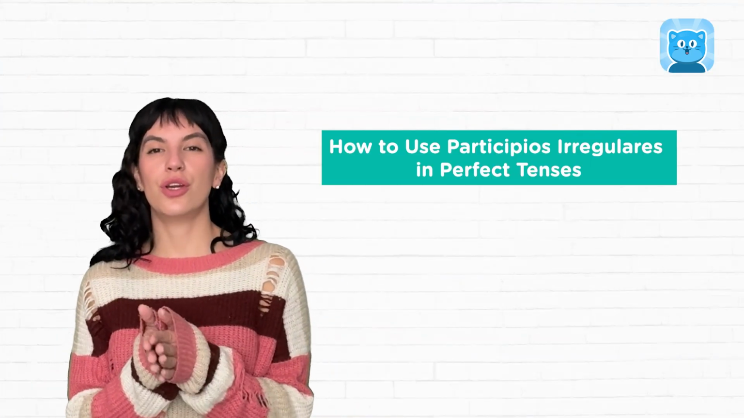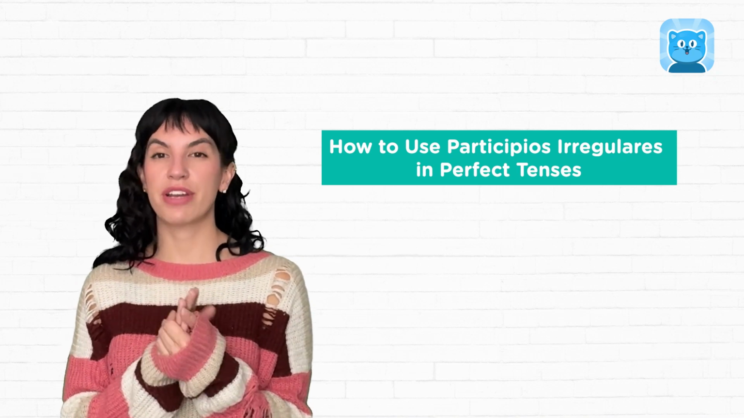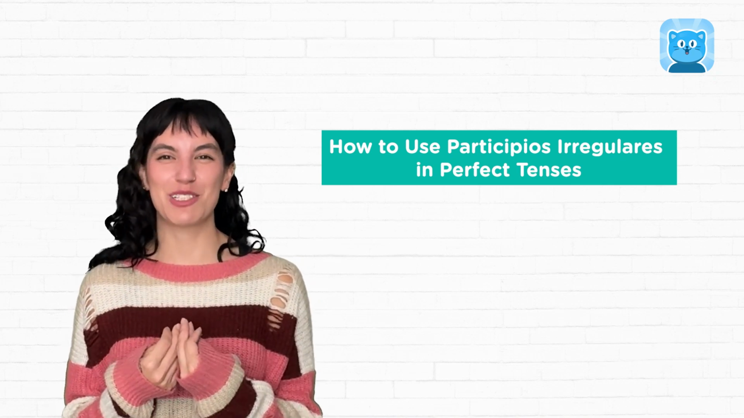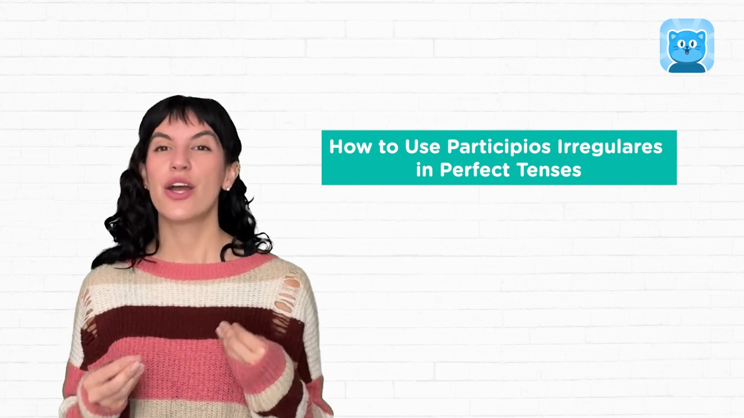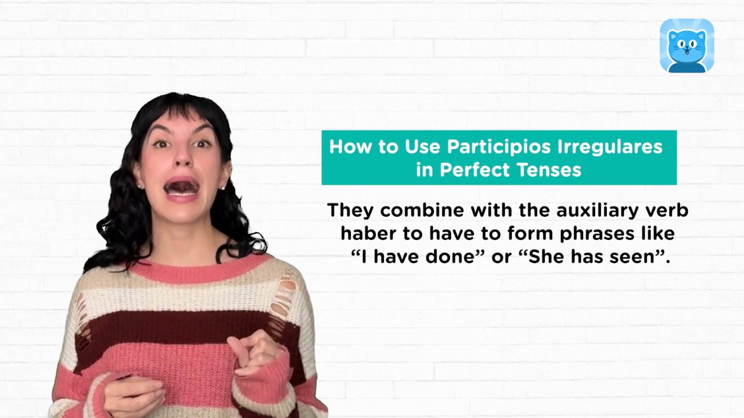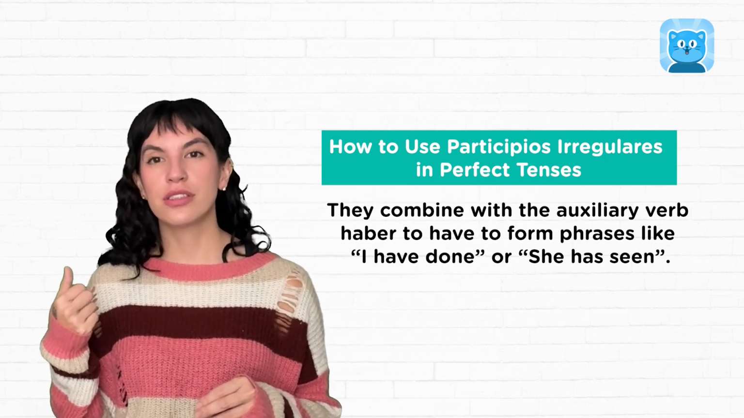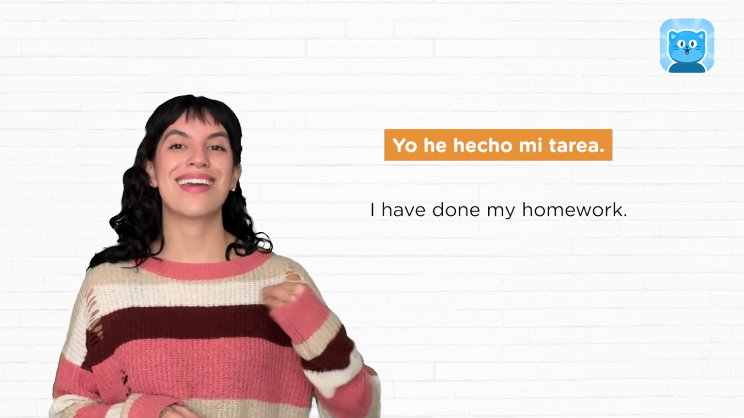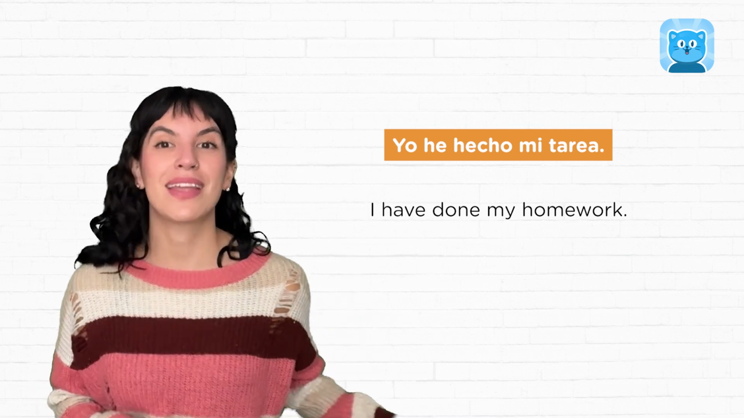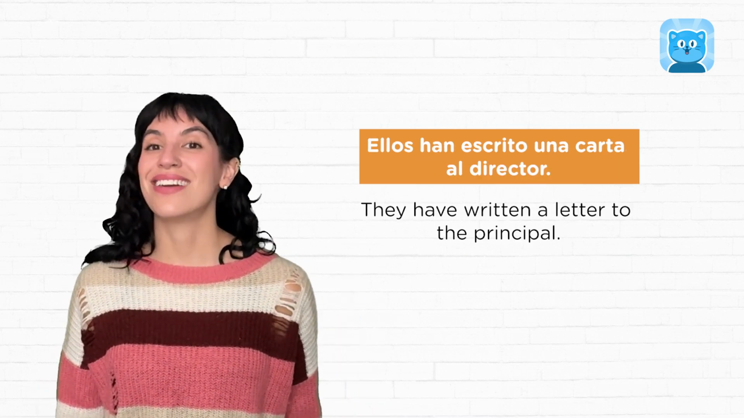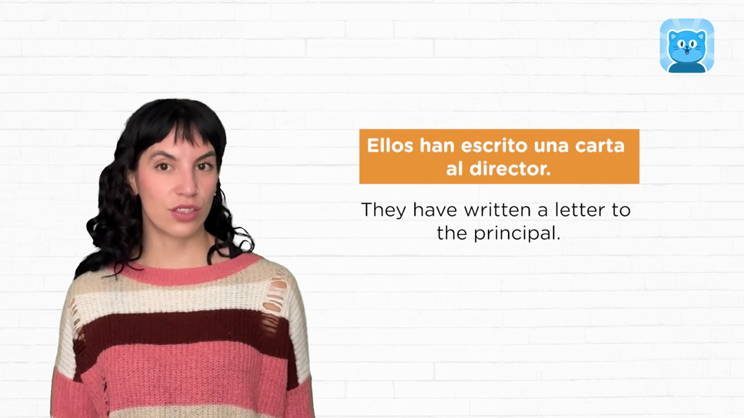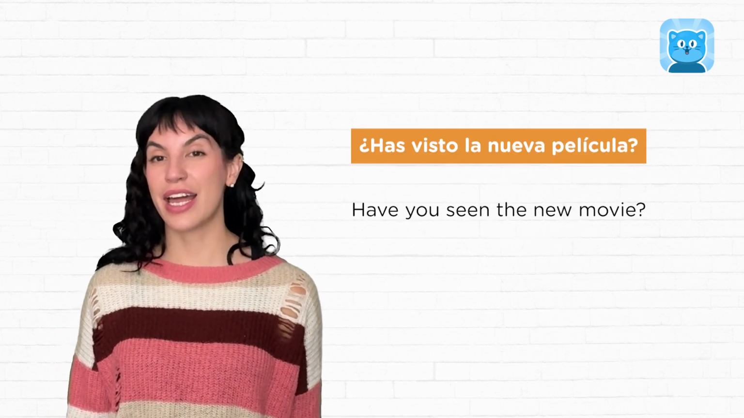So let's learn how to use participios irregulares in perfect tenses, okay? The most common use of past participles is in perfect tenses, where they combine the auxiliary verb haber, to have, to form sentences like, for example, I have done, yo he hecho mi tarea. Ellos han escrito una carta al director. ¿Has visto la nueva película? Okay, so as you can see, we form perfect tenses with the auxiliary to have.